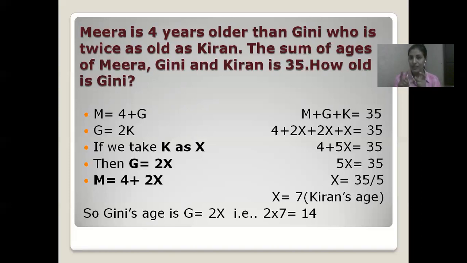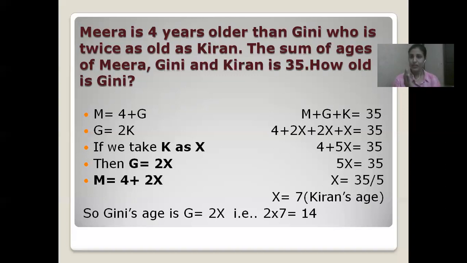So that is 4 plus G. So the equation formed is M equal to 4 plus G. So the next part is Ginny is twice as old as Kiran. So Ginny is G, G equal to 2K. K means Kiran. So Ginny equal to twice as old as Kiran. That is 2K. G equal to 2K. That is the second equation formed.